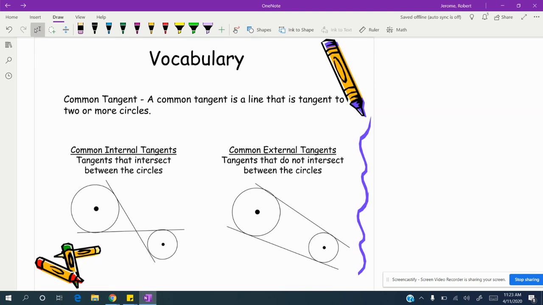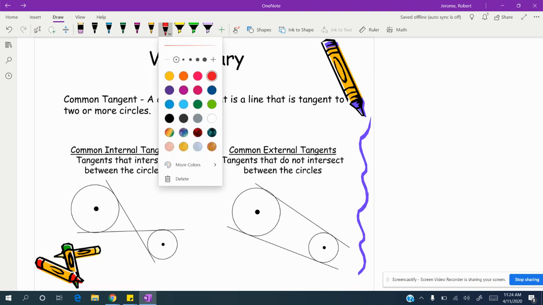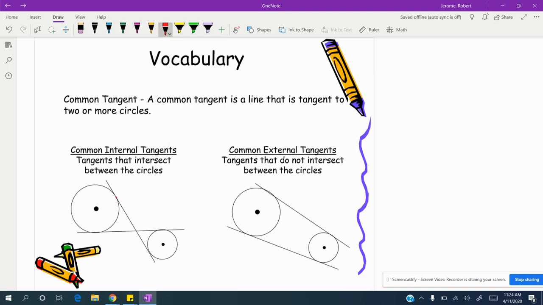We've got things like common tangents. Common just means that it's tangent to more than one circle. And then we can describe them as internal or external. From one circle to another, they're going to be congruent. We have common internal tangents from the point of tangency to the other point of tangency, and the same thing on the other one. Those two are going to be congruent.